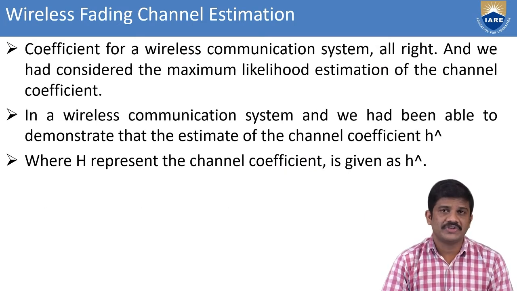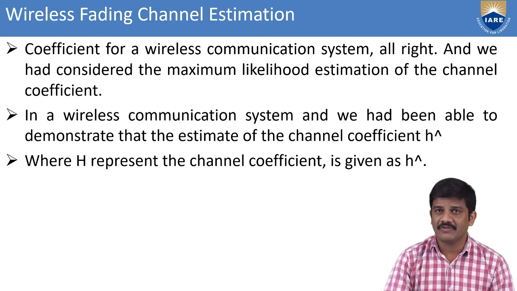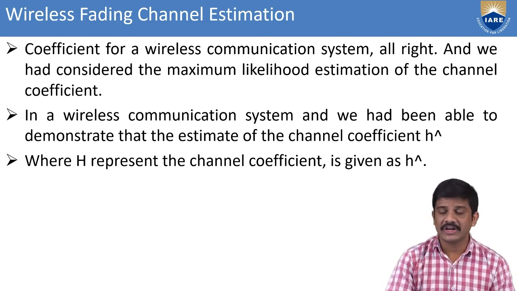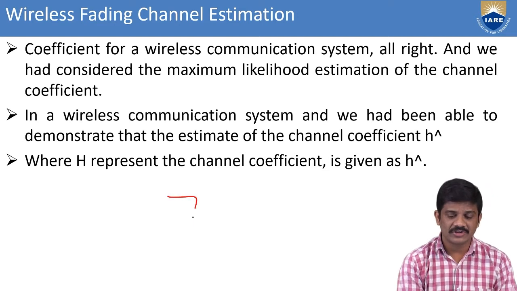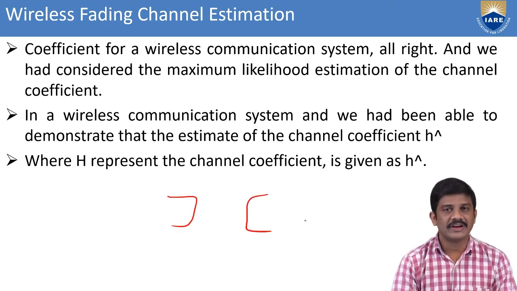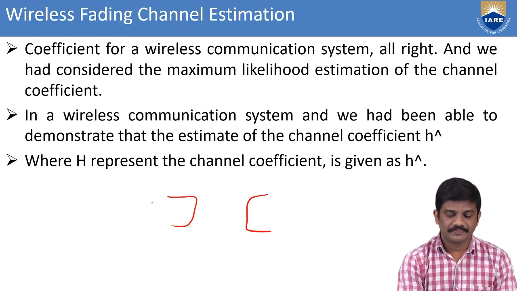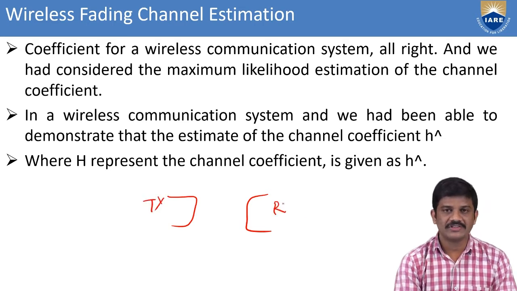Okay, coming to coefficients in a wireless communication system. We know the wireless communication system. What is a coefficient? Here we have the channel coefficient. How can we justify the channel coefficient? That means we are considering one transmitter and one receiver.